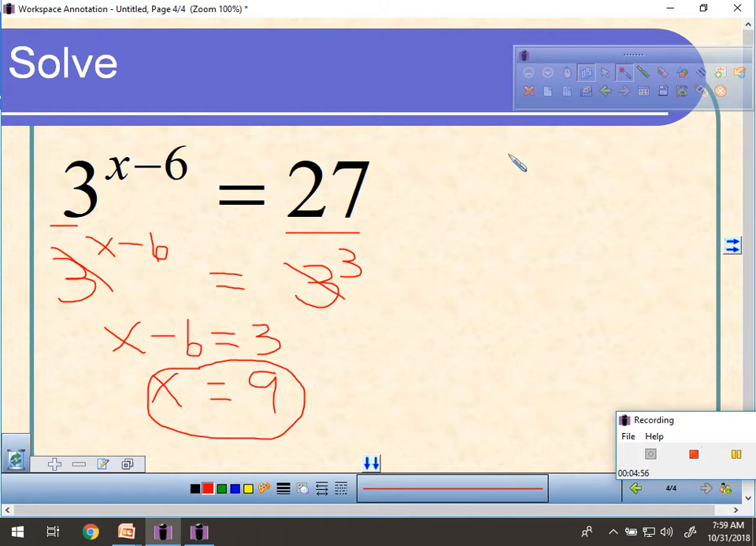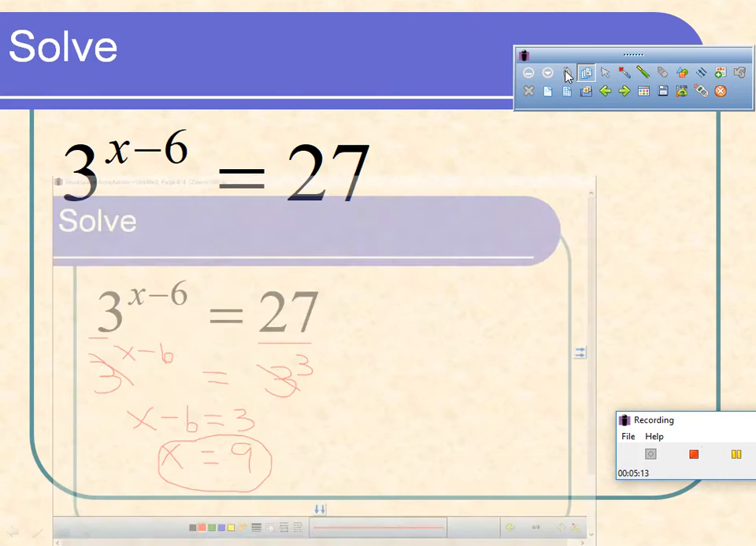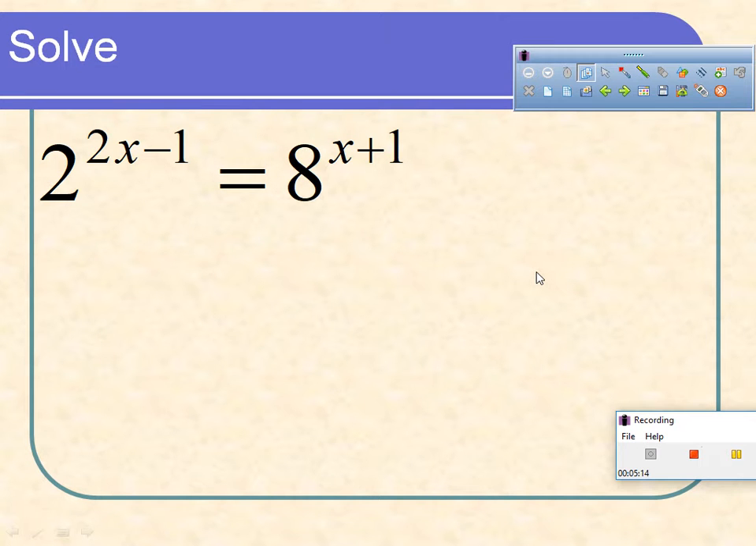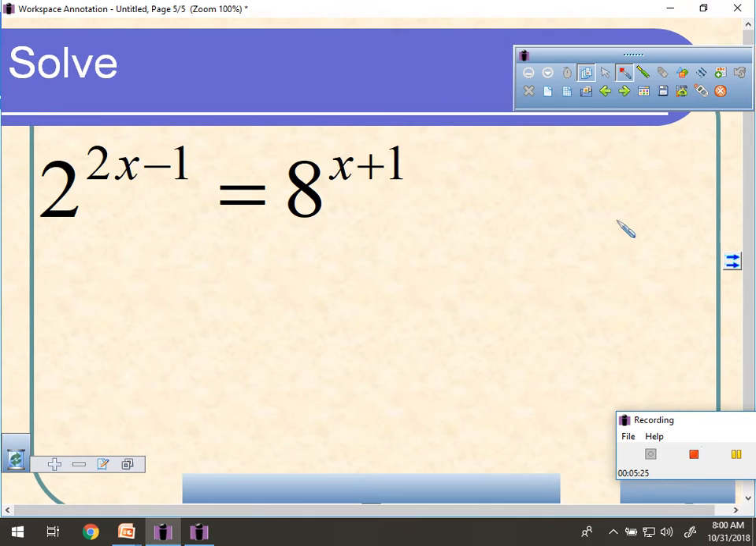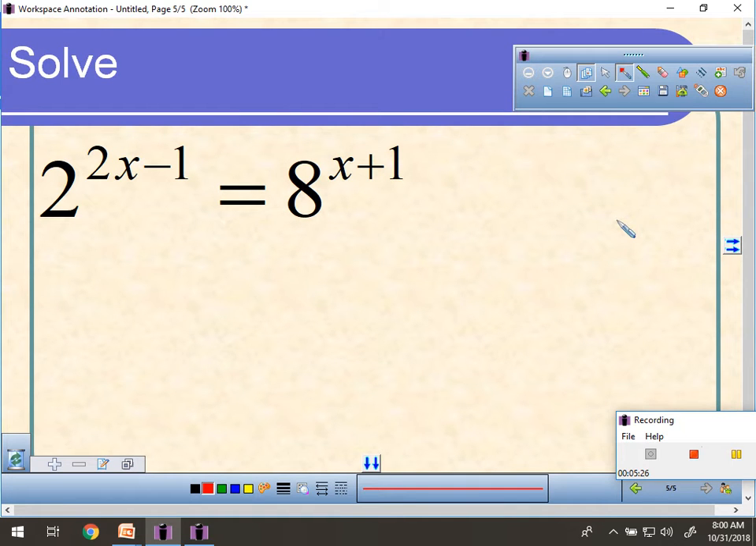All right, let's try another one. Here's the next example. Let's say that I give you 2 to the 2x minus 1 equals 8 to the x plus 1. Again, the biggest problem with this is the fact that they do not have the same base, right? This has a base of 2, this has a base of 8. So unfortunately, I cannot cross them out just yet.